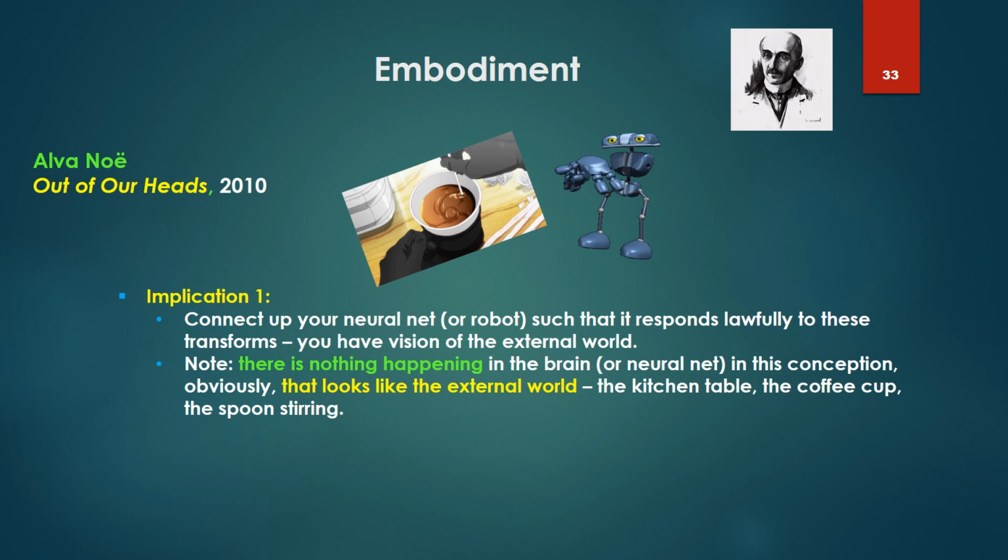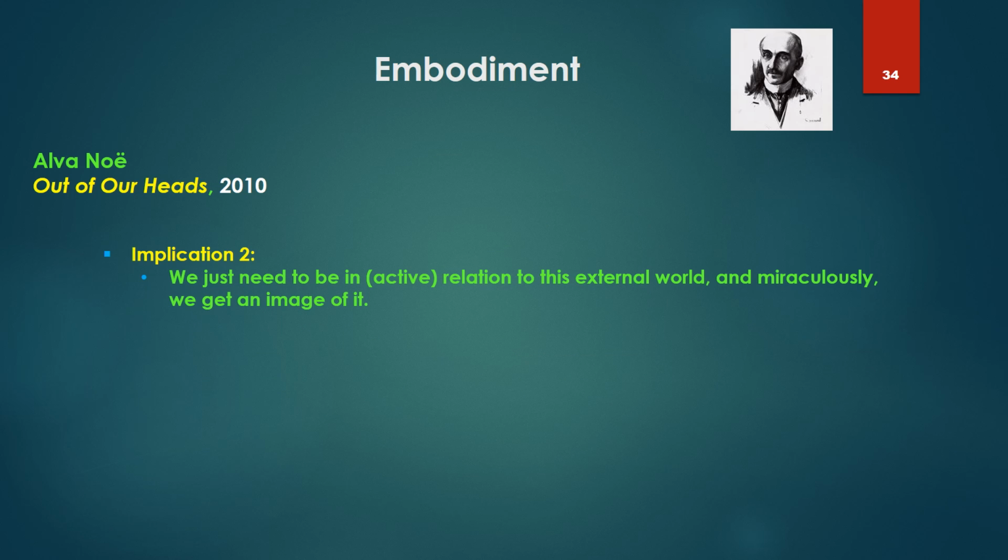Note there's nothing happening in the brain or the neural net in this conception, obviously, that looks like the external world, the kitchen table, the coffee cup, the spoon stirring. Yet somehow we're getting vision out of this. We're getting the image of the coffee cup. Implication 2: we just need to be in active relation to this external world. And miraculously, we get an image of it. Correlated implication.